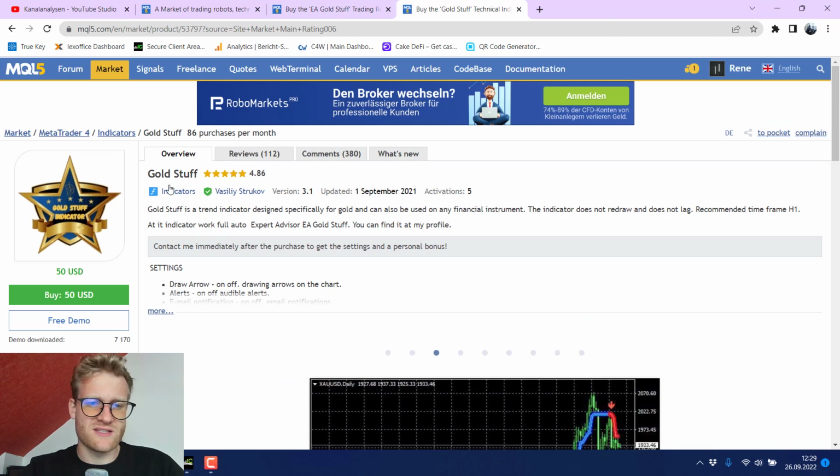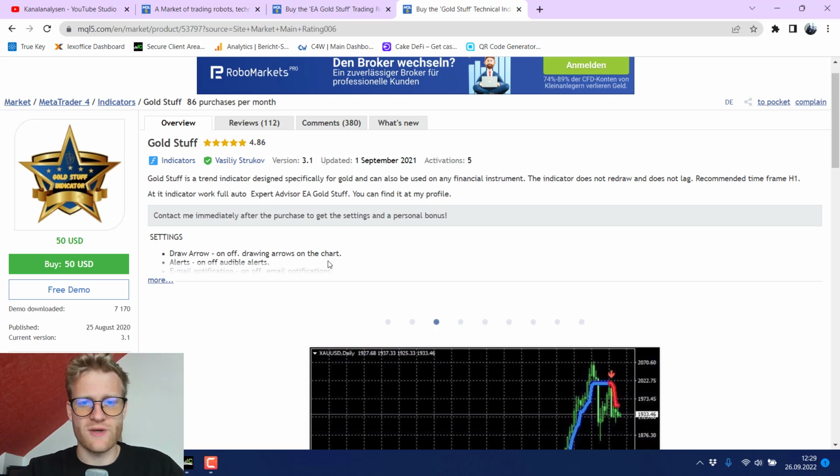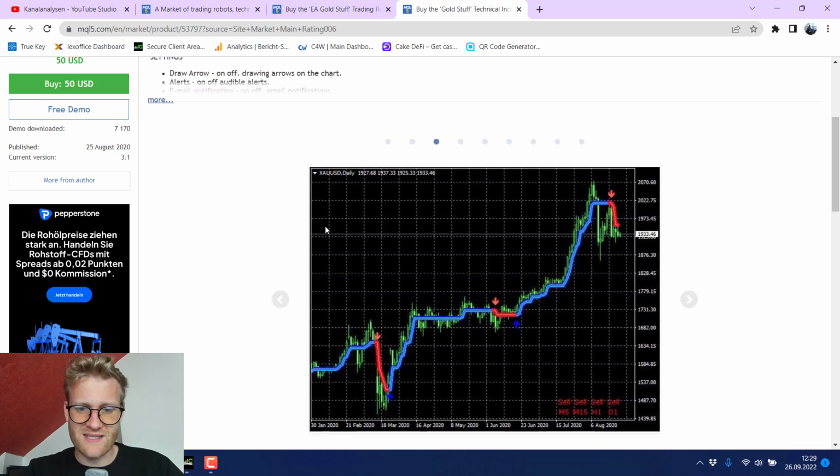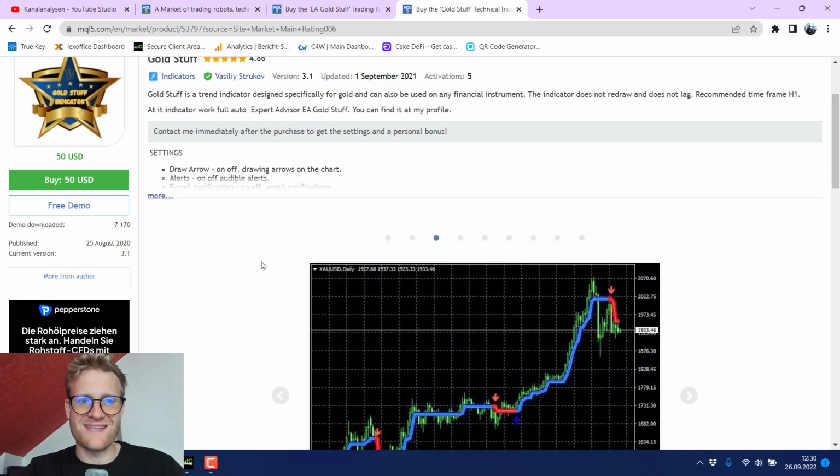So I opened this gold stuff indicator. It is always available in the market here on mql5, and there are some pictures. So you can see here, this has to be this gold stuff indicator, and it really looks like a, I would say, classic trend following indicator. I don't know if there's something really specific, but in most cases you can exchange trend following indicators with another indicator, and it's pretty much the same.